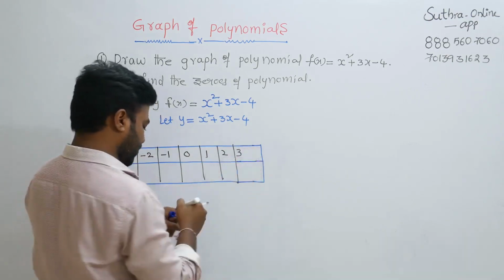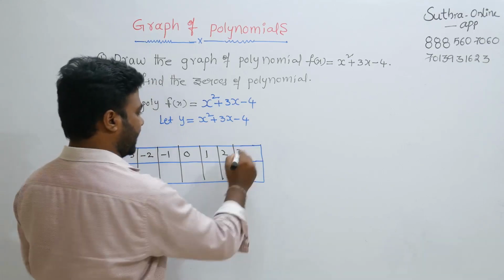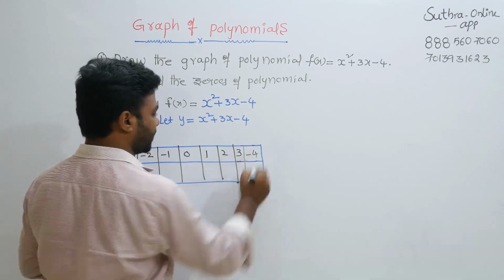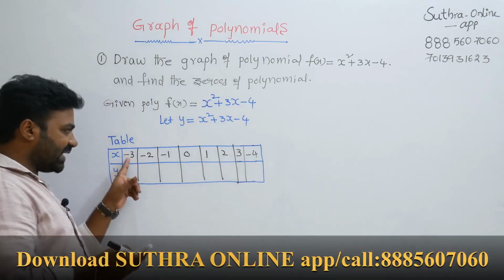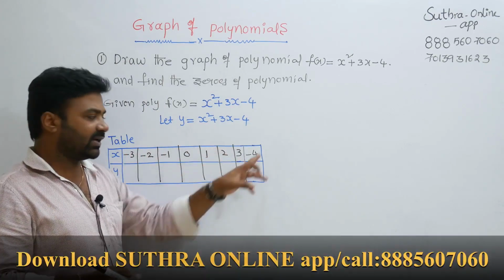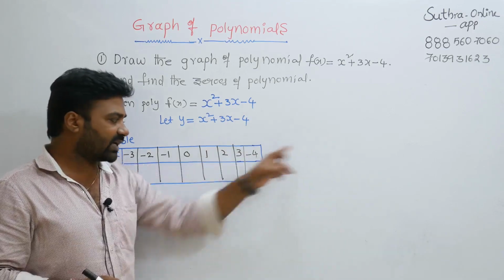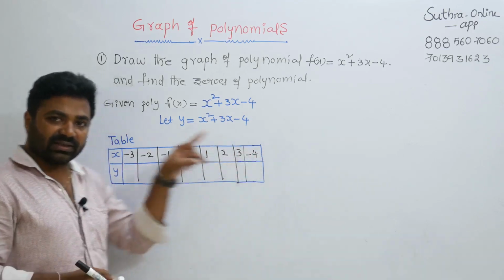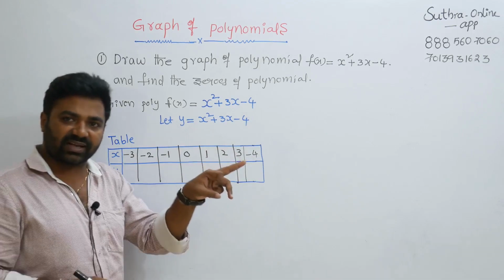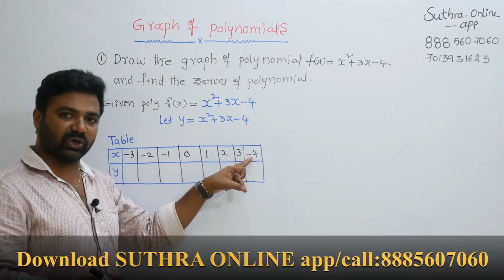Yes. So now the extra number is minus 4. Actually, I am taking minus 3 to plus 3, but from the rough work we got minus 4 comma 1. 1 is in this box, but minus 4 is not there. That's why the extra minus 4 is included.